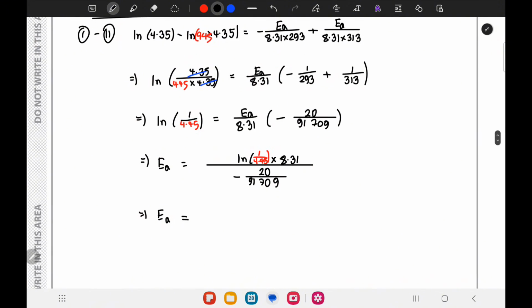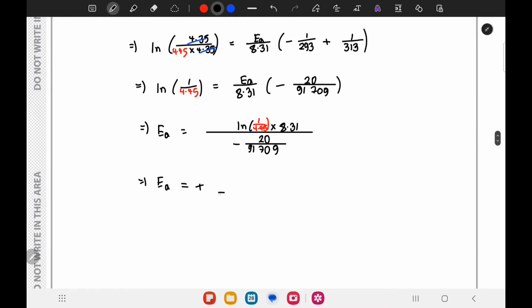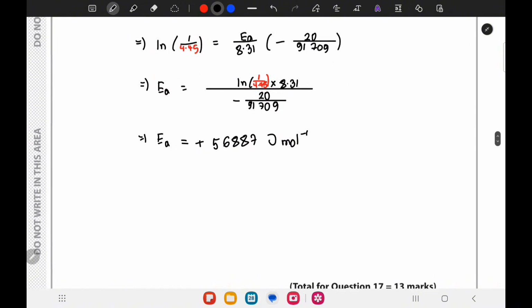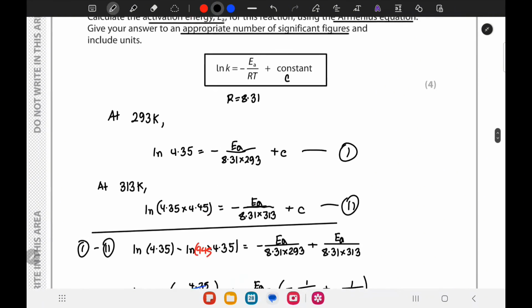Now we have to calculate this. If we calculate this, it will be plus 56,887 joule per mole. Now we have to use appropriate number of significant figures.